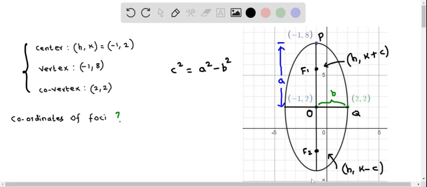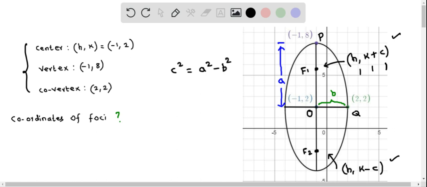That is, the major axis will be vertical and the minor axis will be horizontal as shown in this diagram of the ellipse. So for this type of ellipse, in fact for any type of ellipse, we will have two foci, which is written as f1 and f2, and the coordinates are given as h comma k plus c, and the coordinates of another foci is h comma k minus c. So to determine the focus, we need to understand the h, k as well as the c.